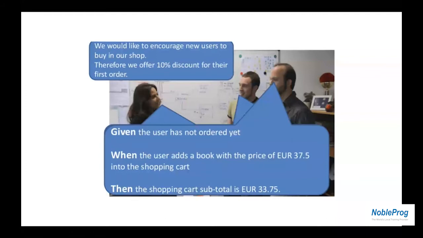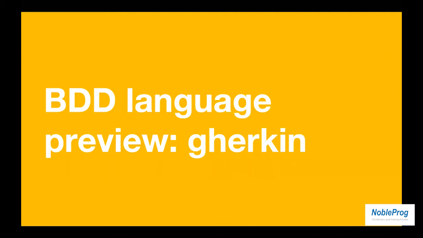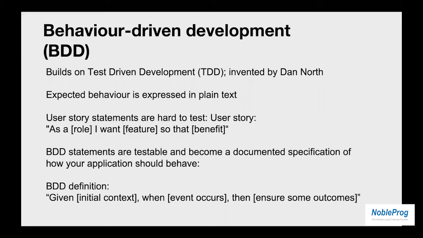So that's the rationale and why BDD is becoming more popular and more useful. The language itself, you'll detect that there's quite a strong food analogy running through some of this. The language is called Gherkin. So what is Gherkin? Well, first of all, where does it come from?